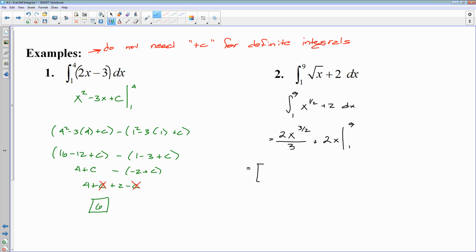So this would be, when I plug in the 9, always plug in the top number first. 2 times 9 to the 3/2 divided by 3 plus 2 times 9, minus, plug in the 1. 2 times 1 to the 3/2, divided by 3, plus 2 times 1.